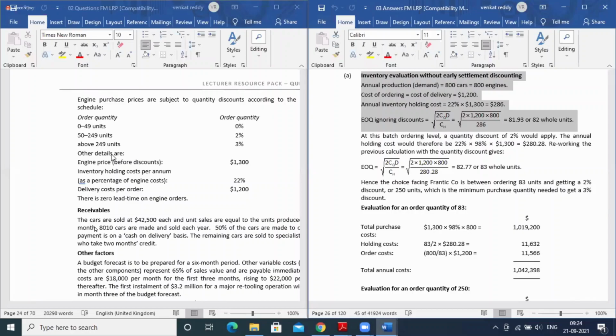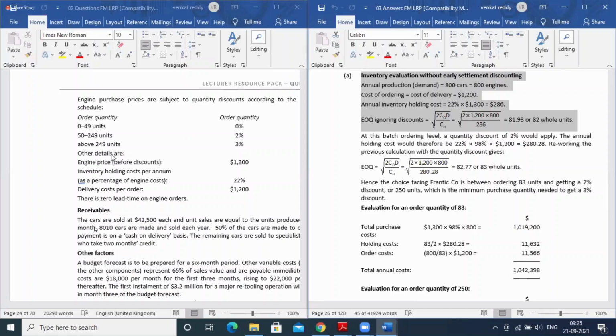So in that case, because we are getting a 2% discount, the annual holding cost would therefore be 22% into 98%. It means, actually, how we calculated the holding cost on the price of the engine. The price of the engine is 1300 into 22%. But your EOQ gives you a discount of 2%. Now we need to recalculate the holding cost. Instead of calculating the holding cost of 22% on 1300, now we need to deduct this 2% discount, and on that we should calculate 22%. And again we need to recalculate the EOQ.